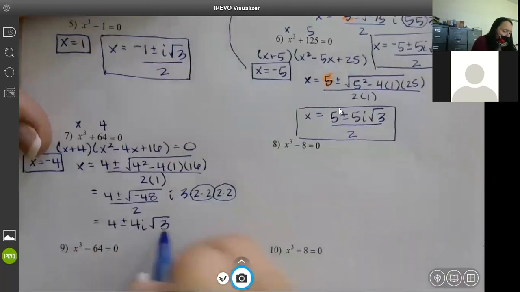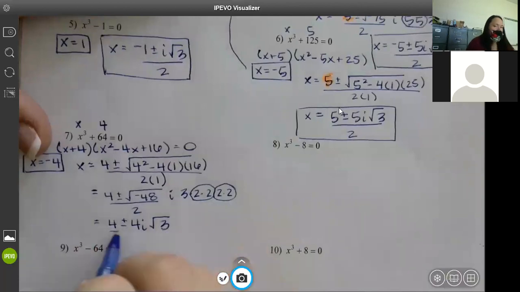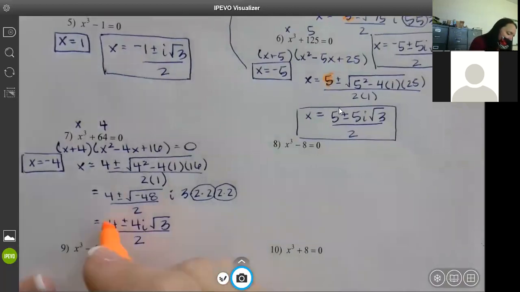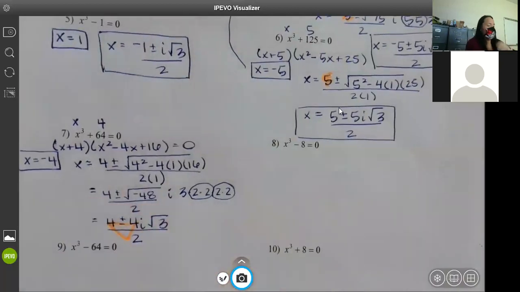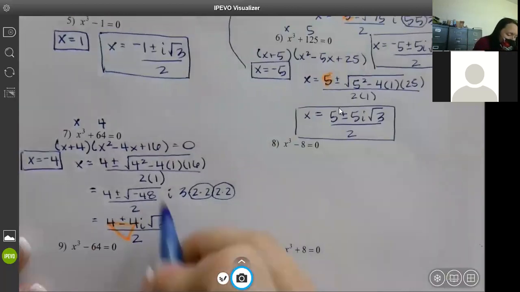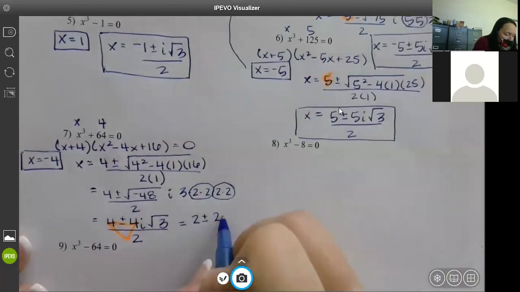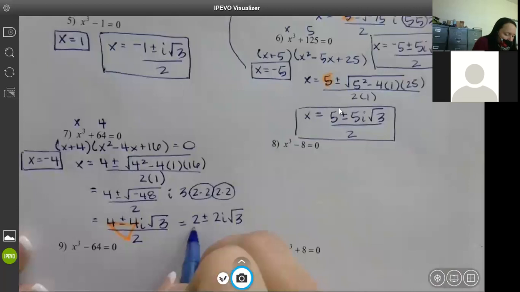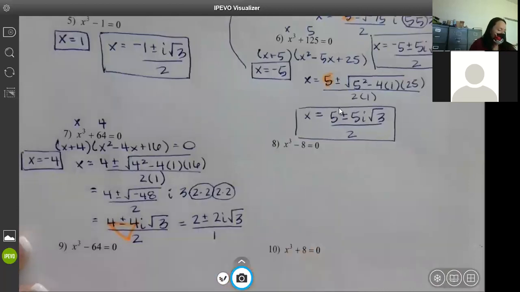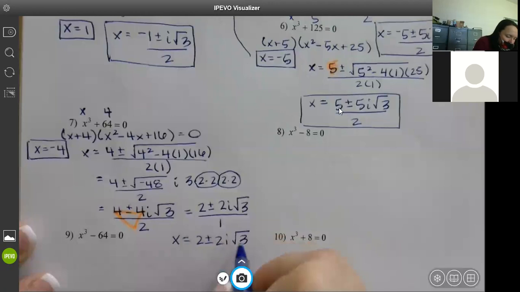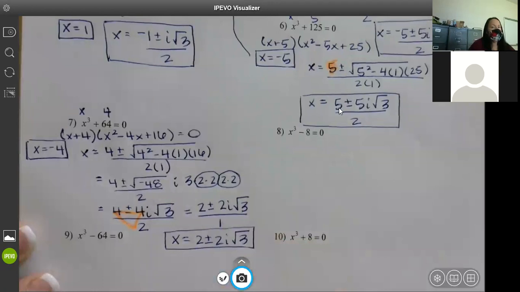I did not circle the 3. All over 2. So we haven't had one yet, but we have one now, where your triangle of numbers will reduce, and it reduces by 2. So your answer is going to be 4 divided by 2 is 2, plus or minus 4 divided by 2 is 2. Do not touch the i or square root of 3. And on the bottom, we would have a 1. 2 over 2 is 1. So our final answer for x is 2 plus or minus 2i square root of 3. We do not need the 1.